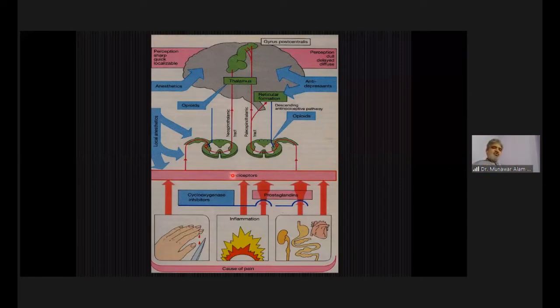So if you use such drugs which inhibit the cyclooxygenase enzyme, they decrease the availability of prostaglandins, so they decrease the sensitivity of nociceptors, so they decrease the pain carrying capacity to the brain, and we feel the analgesic effect, or relief from this pain.